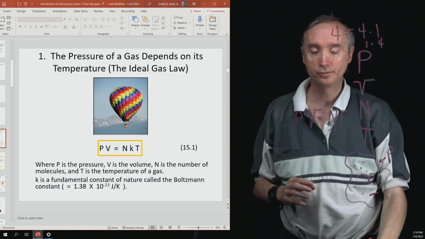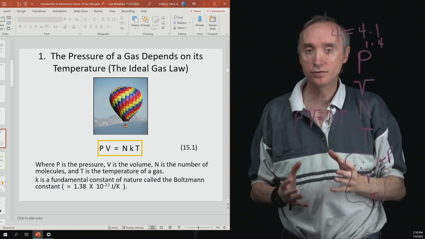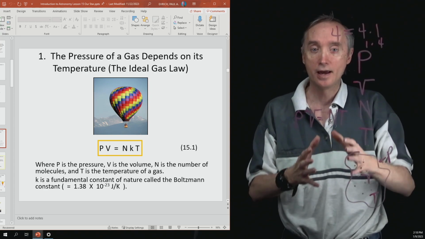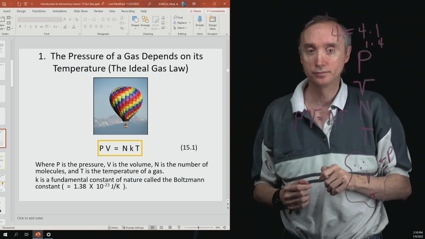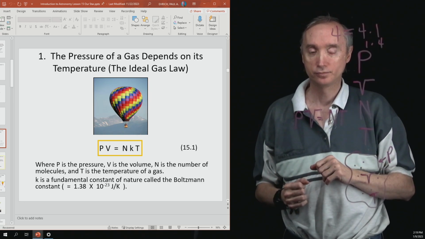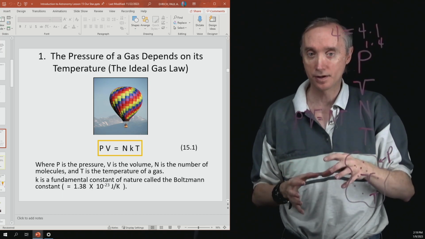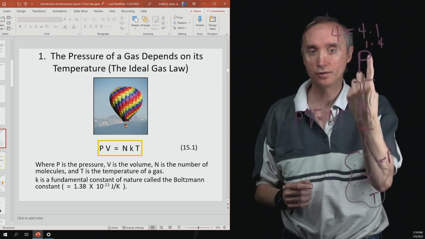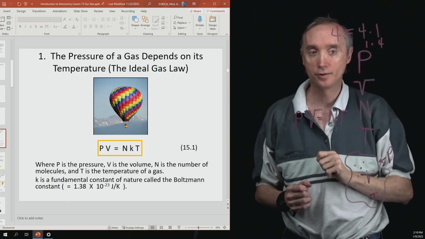Okay, let's try another example of how to use the formula. This time, let's say that you've got this balloon and we're not going to do anything to its volume. The volume is going to stay the same. But what we're going to do is increase the temperature of the balloon. What happens to the pressure? Again, it's got the same number of molecules inside of it, so the N doesn't change, the V doesn't change, but we're increasing the temperature, and we want to know what would happen to the pressure.